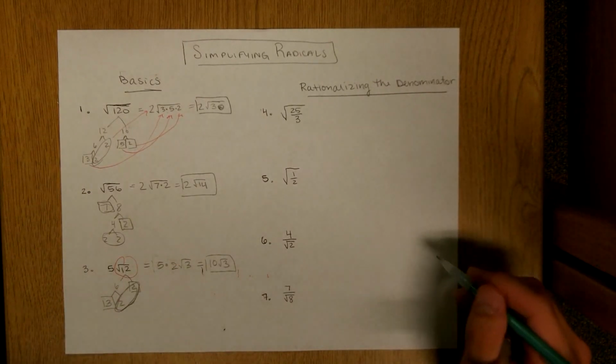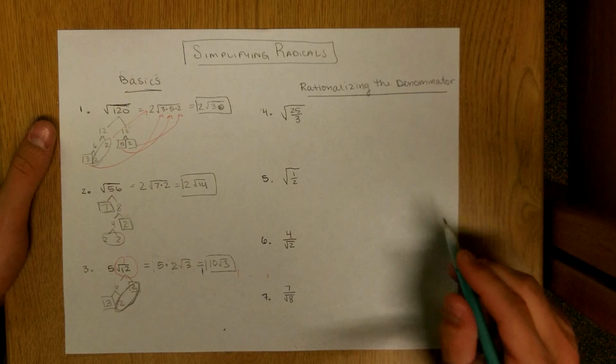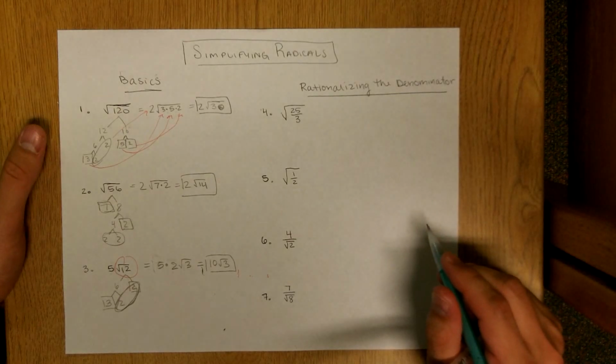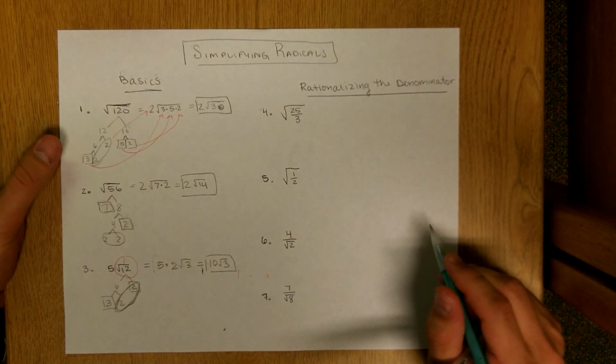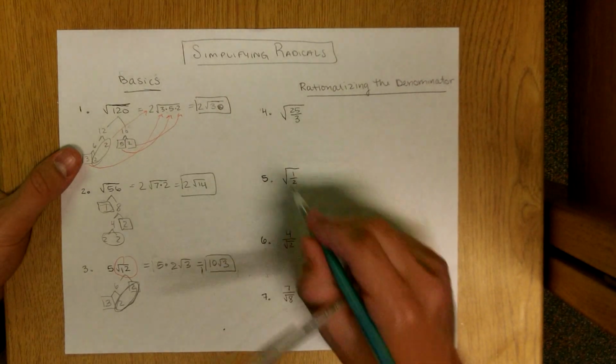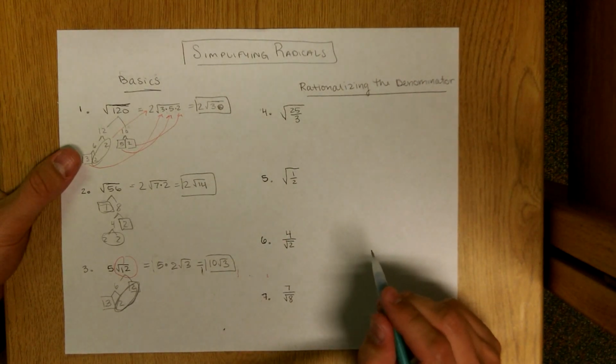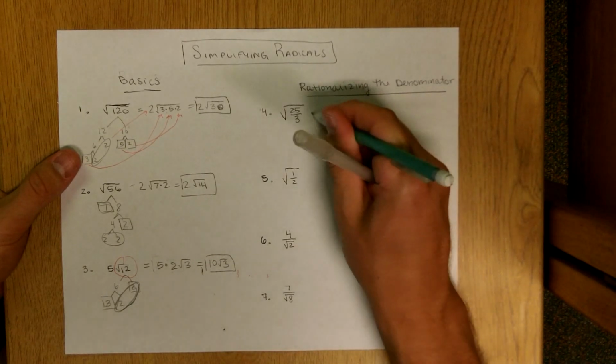Alright, those were the basics, and we're going to use those basics to help rationalize the denominator. So rationalizing the denominator. We have a fraction in here for number 4, and what we can do when we're square rooting is break that up.